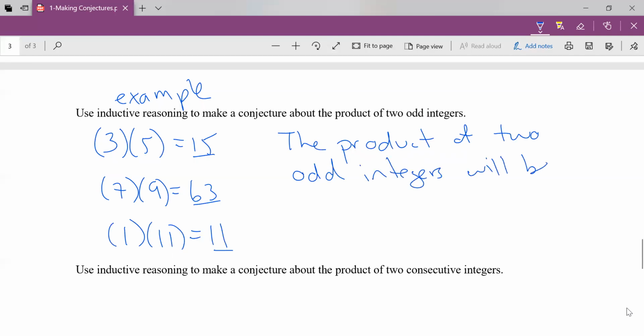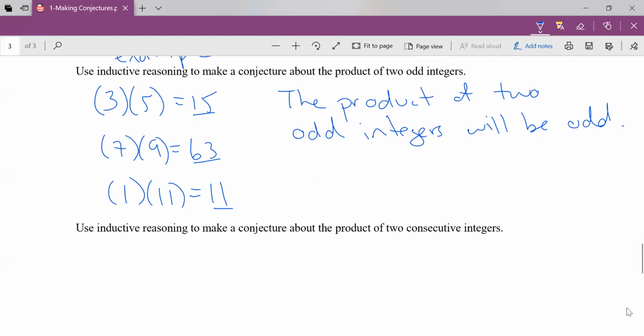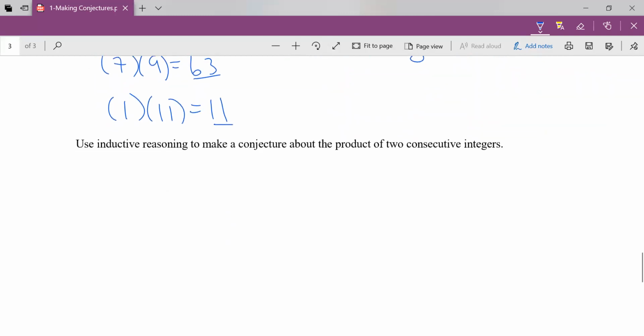will be odd. Okay. Again, I haven't proved it. It's just a good educated guess. That's what a conjecture is. Okay. In another lesson, we're going to do deductive reasoning, and we will prove if it's true forever and ever and ever, and if I would bet my house on it. Okay. Use inductive reasoning to make a conjecture about the product of 2 consecutive integers.